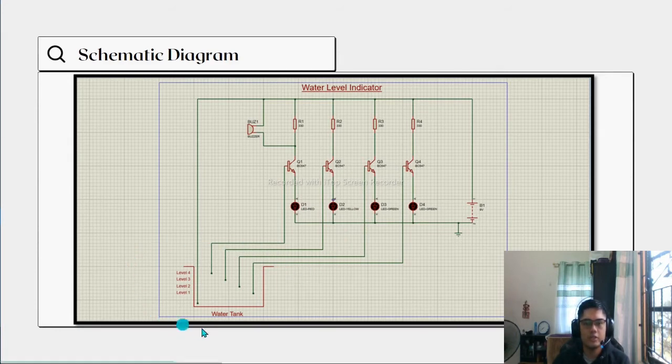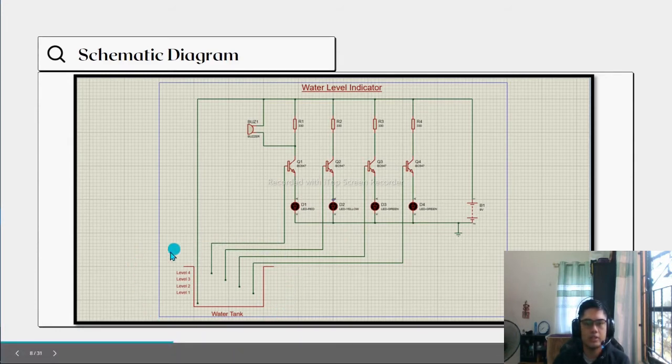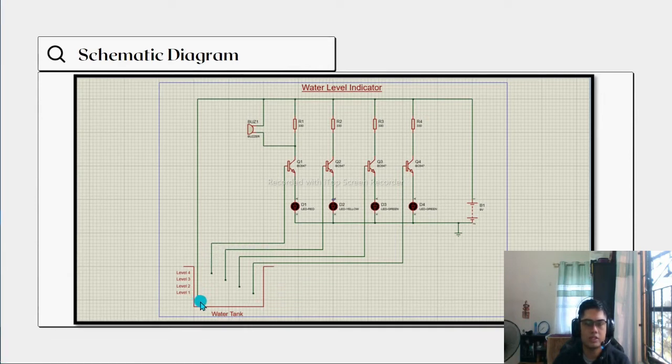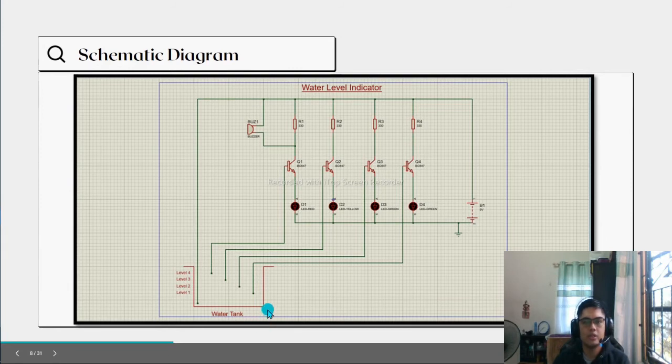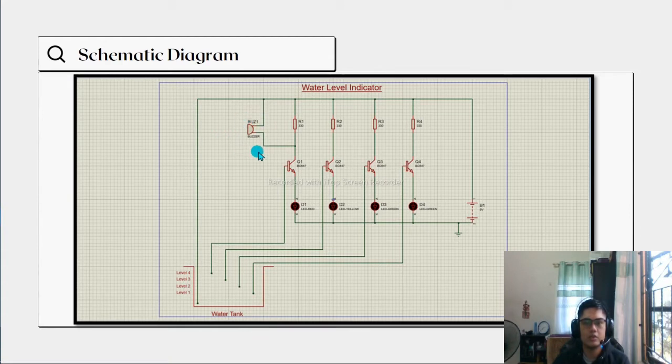So here we assume that the water level is in a water tank. In this water tank, we have labelled it into 4 stages, which are level 1, level 2, level 3, and level 4. So if the water reaches level 4, the buzzer here will ring or sound to alert the people surrounding.